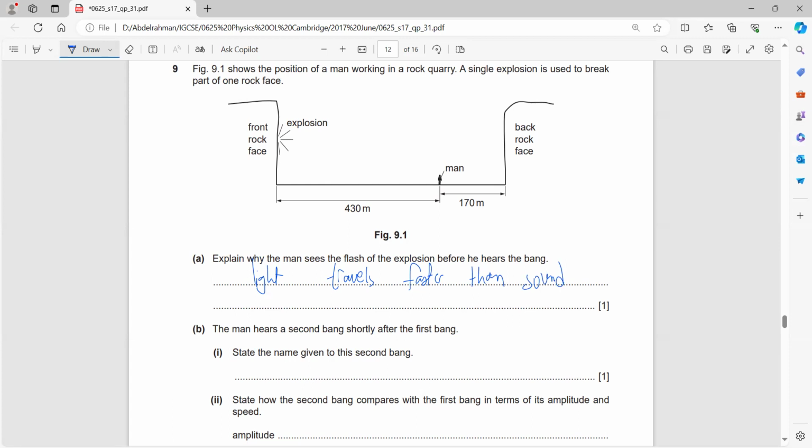The man hears a second bang shortly after his first bang. State the name given to the second bang. What's the name of the second bang? After a short while, it's called what? It's called an echo. Yes, it is called an echo.